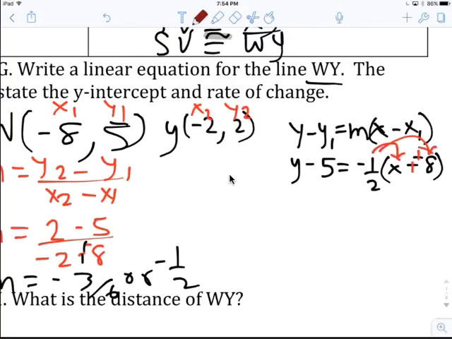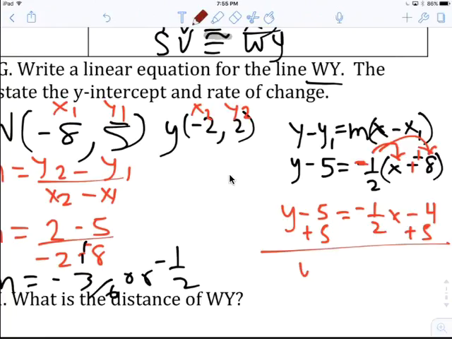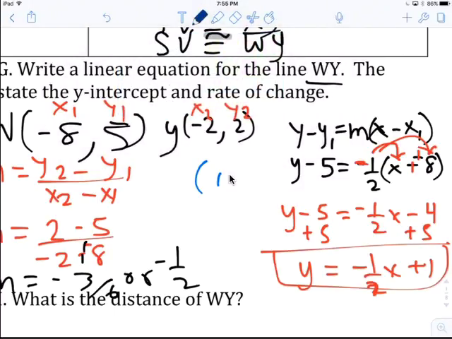Distribute negative 1/2 x, and that's minus 4. Negative, then a plus. Y minus 5, add 5, add 5. Oh look, I was right. Y equals negative 1/2 x plus 1. The y-intercept is at 1. So the y-intercept for this problem is, put it in blue, the y-intercept is (0, 1). The rate of change is negative 1/2, which is right here.